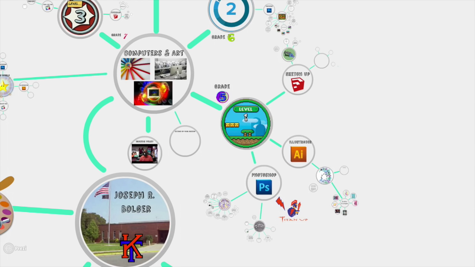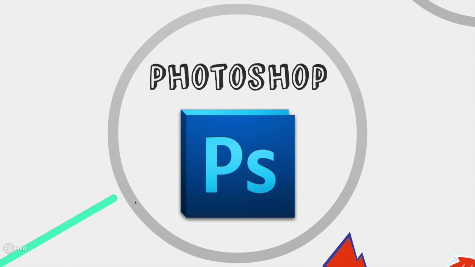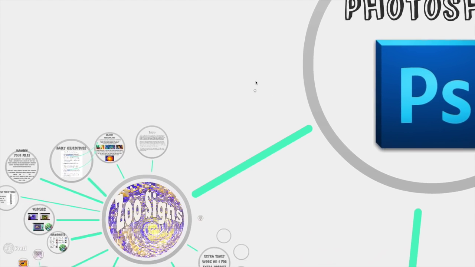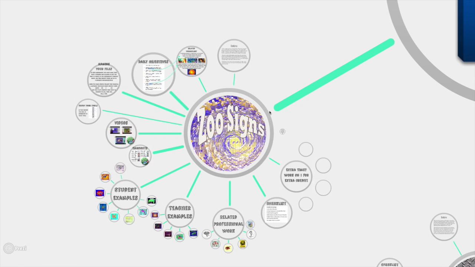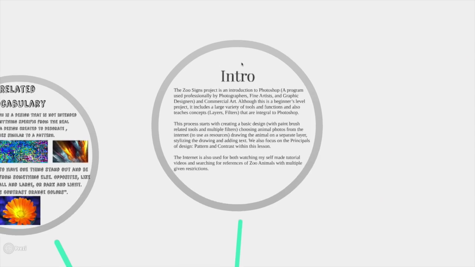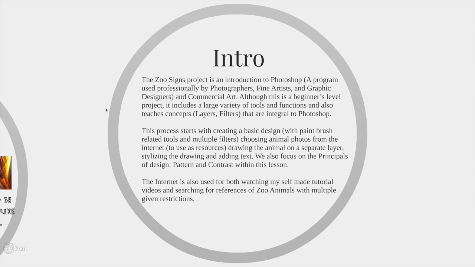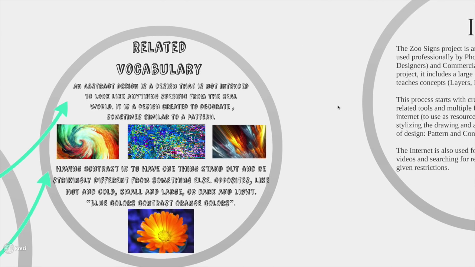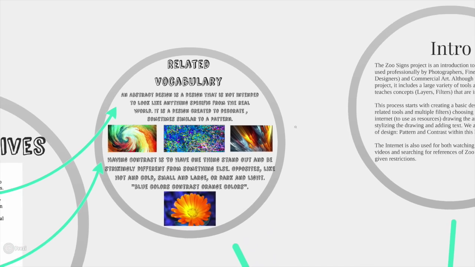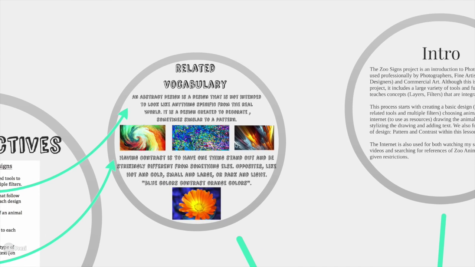So if I go down to the first project, we can see it's the Photoshop projects, and I can click any of these circles and it'll let me go specifically to that circle. So here is your first major project, the Zoo Science project, and you can see that it starts off with an introduction. So you want to read the introduction, and I'm not going to read it to you, you're not going to read it now, and then you could scroll through the rest. This is some related vocabulary that you could learn within the lesson. You could get an idea of what the words mean here.